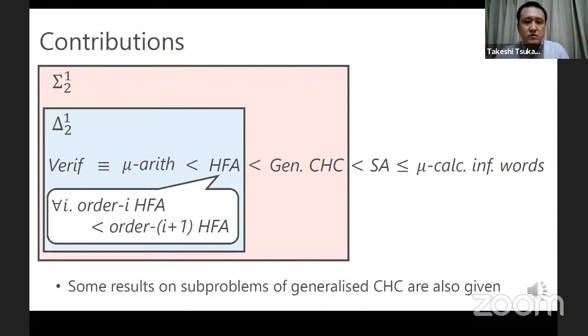Yeah, so the second question asks whether CHC with well-founded predicates can serve as a canonical logical basis for linear time temporal verification. And I think the answer is possibly yes. It is at least as hard as the verification problem, so it can serve as a canonical logical problem.